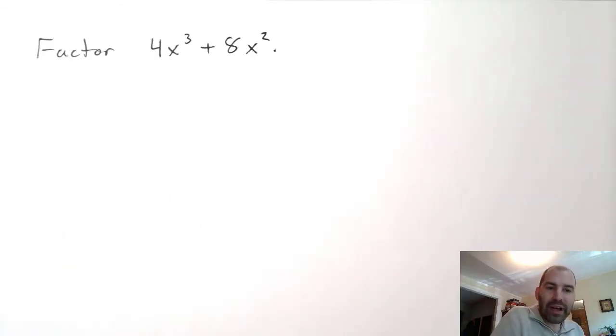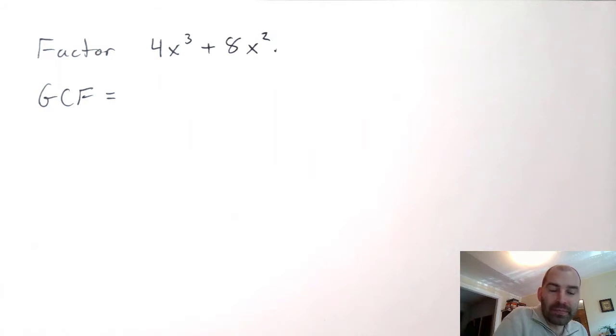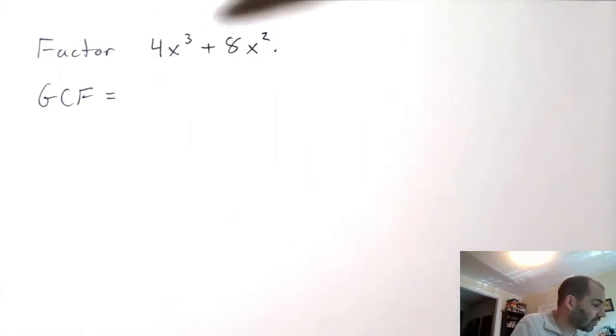Okay, so here's our next problem. Factor 4x cubed plus 8x squared. Our first step is to find the GCF, the greatest common factor. Let's start by looking at just the numbers here.